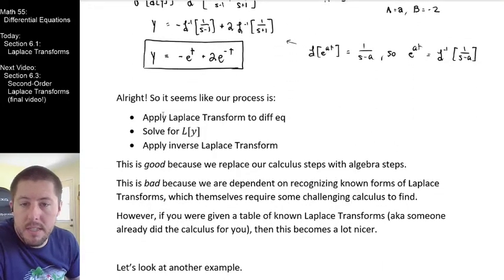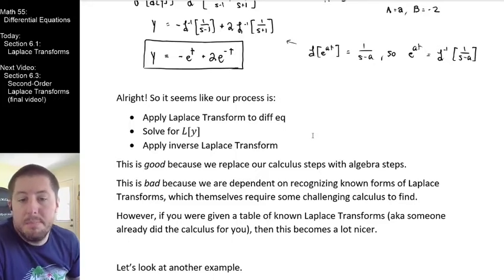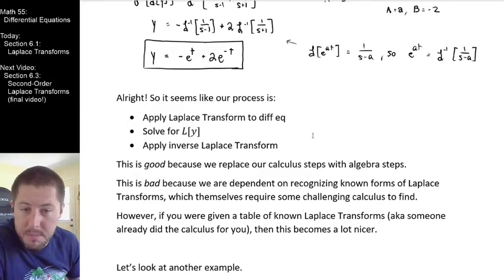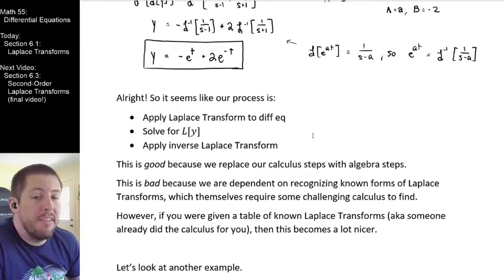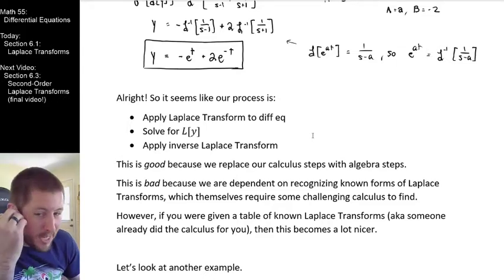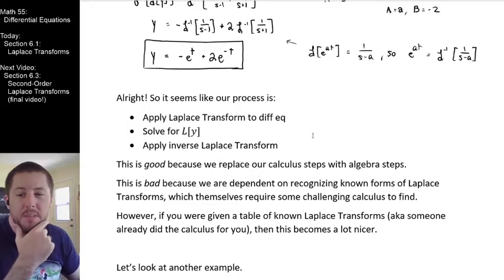So it seems like the process is: apply the Laplace transform, solve for L of y, and then apply the inverse Laplace transform. This is good because we're replacing our calculus steps with algebra steps. This is bad because we're dependent on recognizing known forms of Laplace transforms, which themselves require some challenging calculus to find. However, if you are given a table of known Laplace transforms, there it is. If somebody already did the calculus for you, then this becomes a lot nicer.